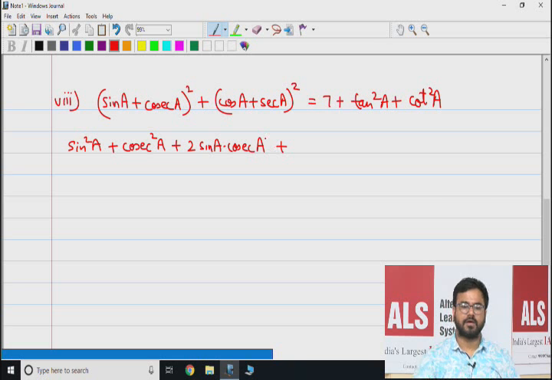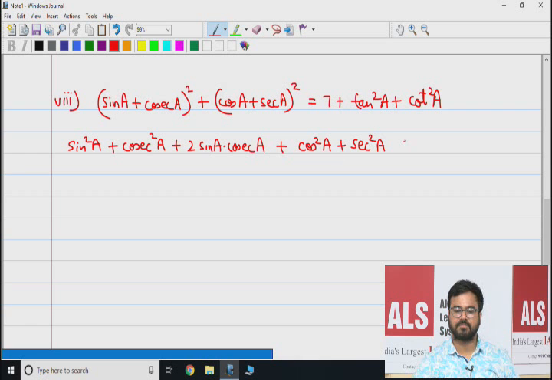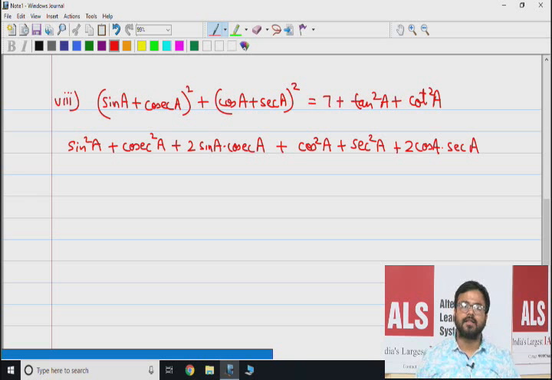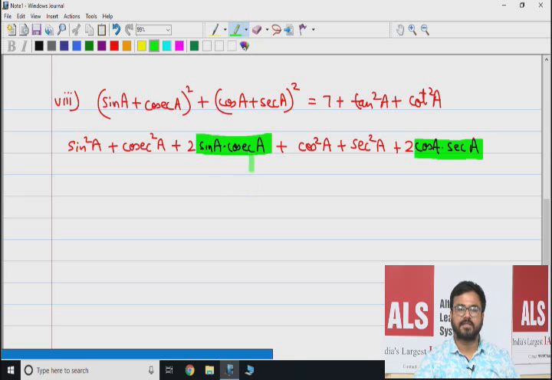In the same way, (cos A plus sec A) whole square can also be opened as cos square A plus sec square A plus 2 cos A sec A. Now, we know that sin theta and cosec theta are reciprocals of each other. So in the third term and in the last term, this sin and cosec, and this cos and sec, are reciprocals of each other. So the product of sin and cosec will be 1, because cosec can be written as 1 upon sin, and sin will get cancelled out.